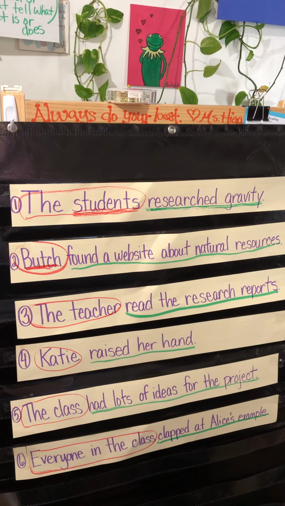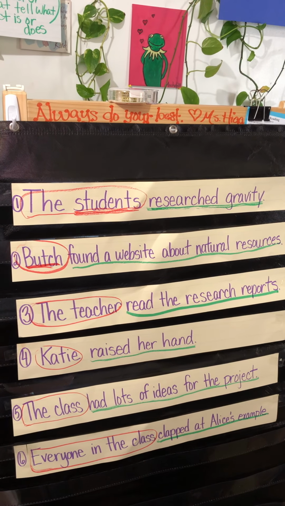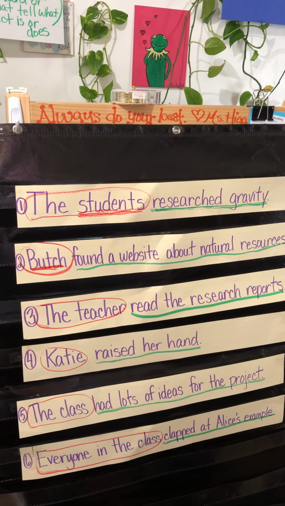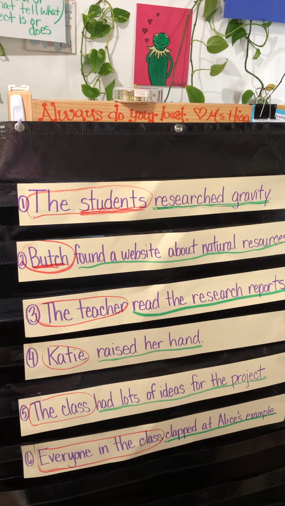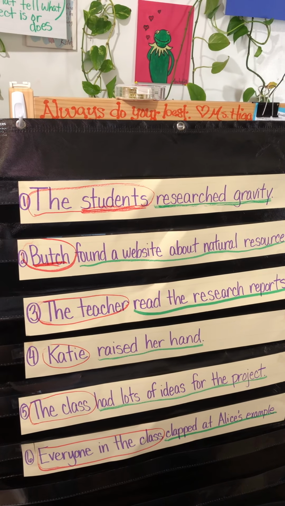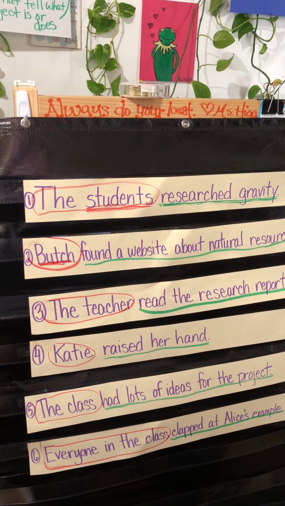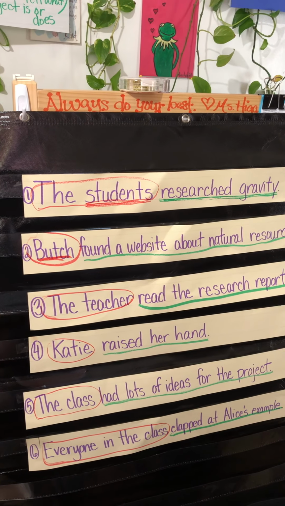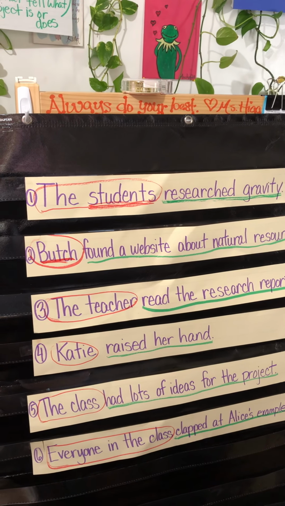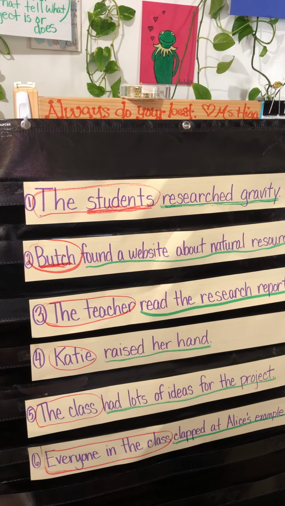Number 3, the teacher read the research reports. What did the teacher do? The teacher read the research reports. Who read the research reports? The teacher. Okay, starting to get the idea, I hope. Okay, Katie raised her hand. Well, if it just said raised her hand, you would be like, well, who raised their hand? So we have to have a subject and a predicate to make a complete thought stand alone.